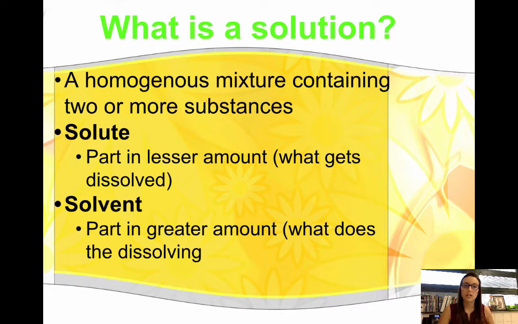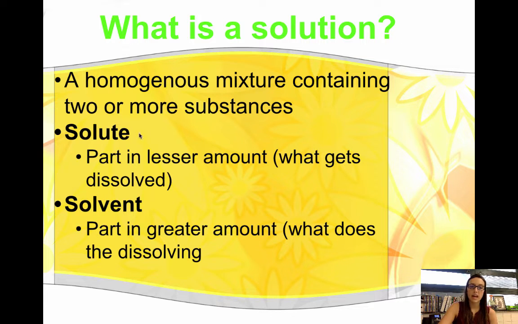So a solution is a homogeneous mixture that contains two or more substances. So remember that a homogeneous mixture is something that looks the same throughout. Now a solution can be a solid, can be a liquid, can be a gas. So you could have a homogeneous mixture of solids, of liquids, of gases, or you could dissolve a solid into a liquid to create a solution.